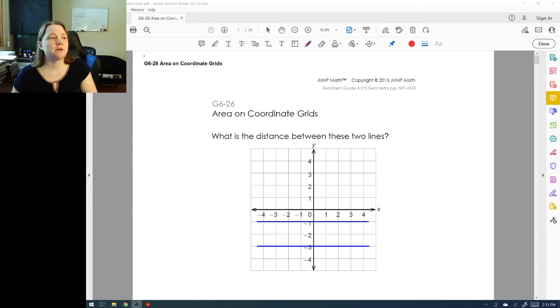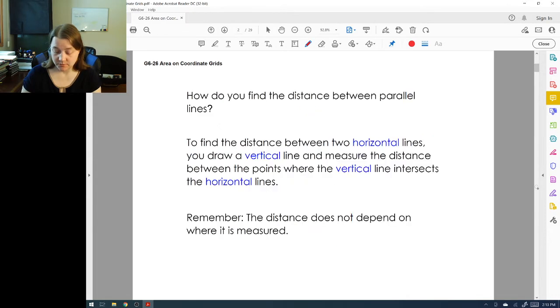This video is going to talk about area on the coordinate grids. Let's find the distance between these two lines. By looking at these two lines, we can see that there are 2 steps between the lines, so the distance is 2. How did we find the distance between there? Well, because they were both on the grid, we just measured the steps between.